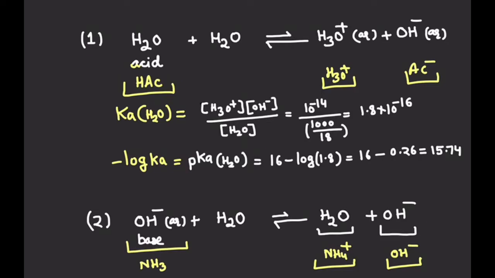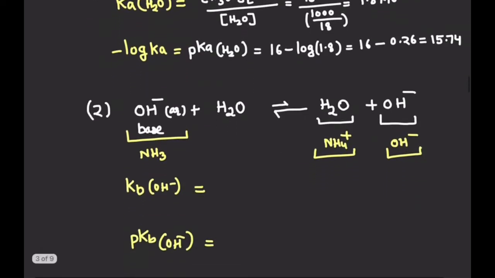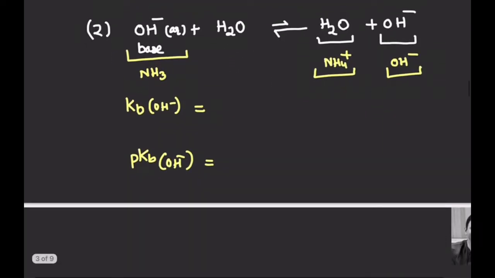Similarly, if water is an acid, its conjugate base is OH minus. Like when ammonia is added to water and ammonia is acting like a Bronsted base, it will accept H plus from water to form ammonium ion and OH minus ion. Similarly, this OH minus ion is a Bronsted base, so it will accept H plus from water to convert into water and OH minus ion. Same way, if I write Kb for OH minus ion, it should be the concentration of water molecule into concentration of OH minus upon concentration of OH minus.